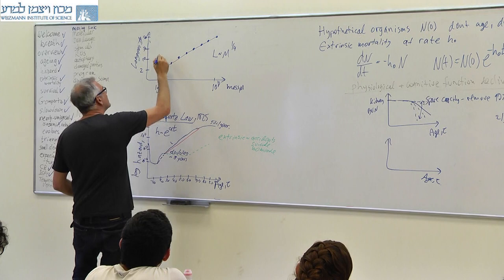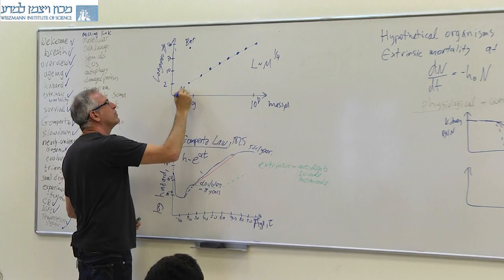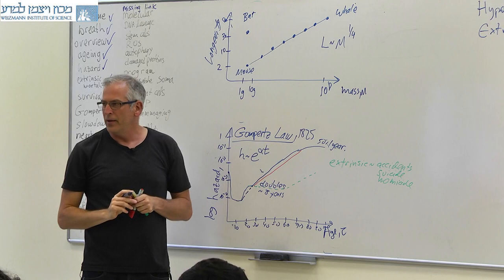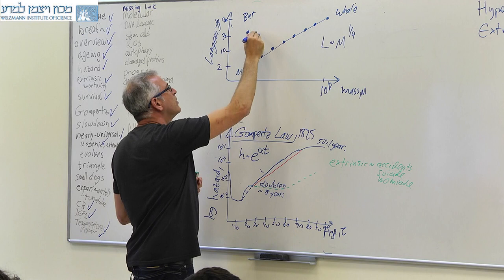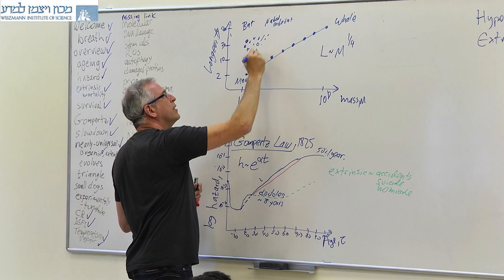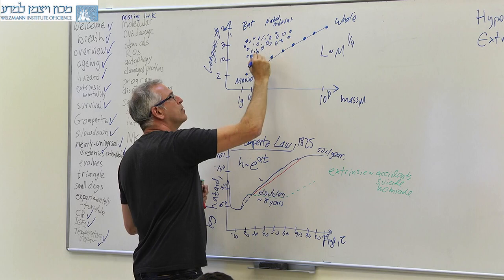There's a bat. So here I put the mouse, and here I put the whale, and here I put the bat. The bat weighs like a mouse, it lives not 2.5 but 30 years. And also the naked mole rat, which weighs like a rat, and also lives 30 years. Naked mole rat. And then here are all the bat species. And here are the squirrels. And here are the primates. And here are the birds. They're not mammals, but they're also outliers. And it turns out you get a triangle.